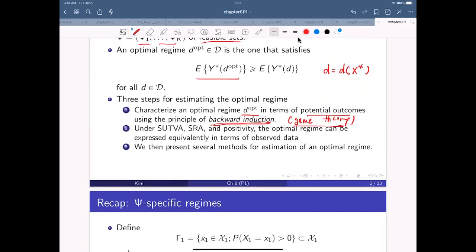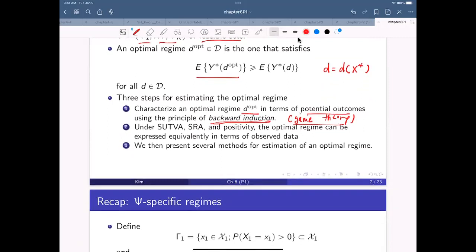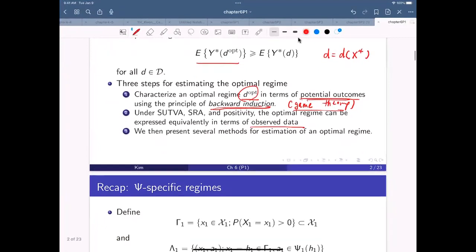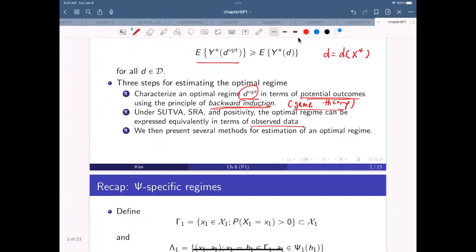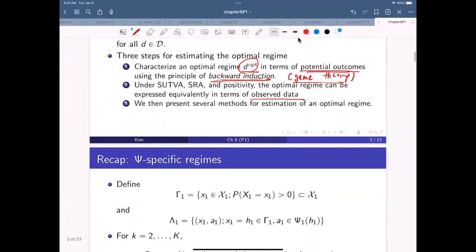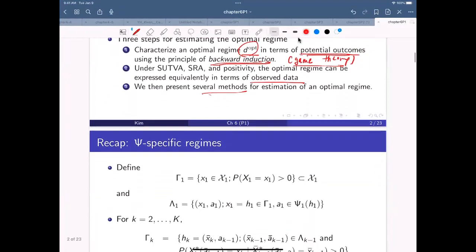The first step is finding the optimal treatment regime in terms of the potential outcomes. The second step is to find the optimal treatment regime in terms of the observed data. So it's like an identification issue, we have the same issue. And then the third part is some form of characterization of the estimation method.